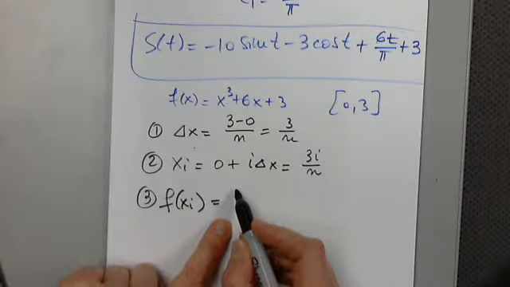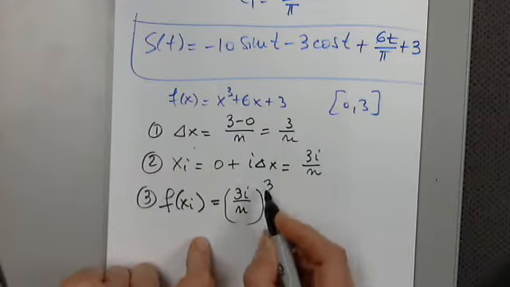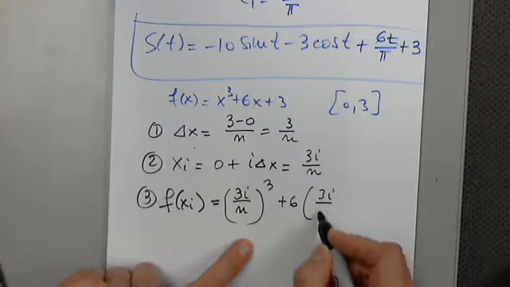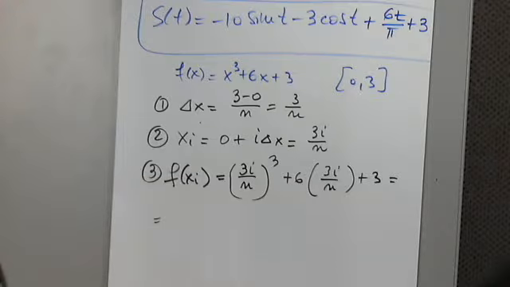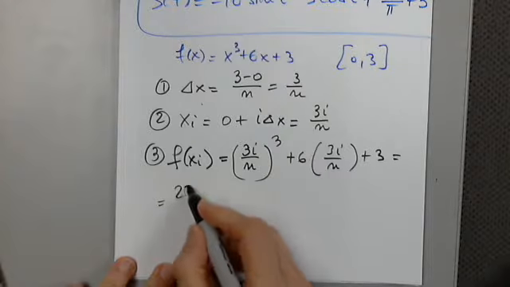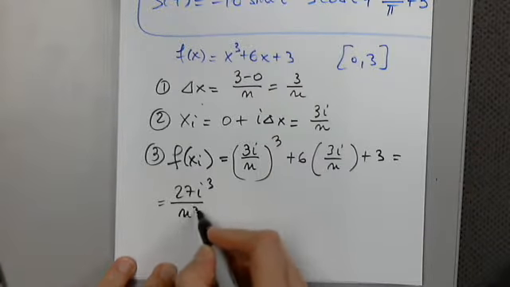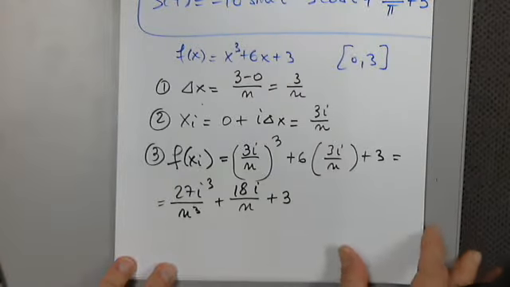Oh, so you would plug in 3i over n. Very good, and raise it to the third, plus 6 times 3i over n, and plus 3. Now, let's simplify this. Are you there yet to simplify it? So 3 to the third, 27i cubed over n cubed, plus 18i over n plus 3.